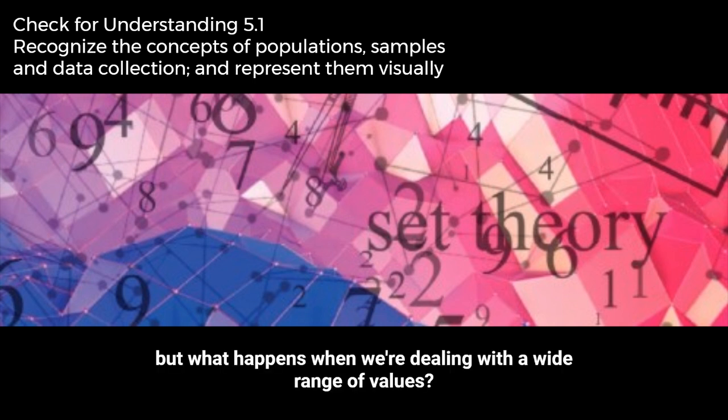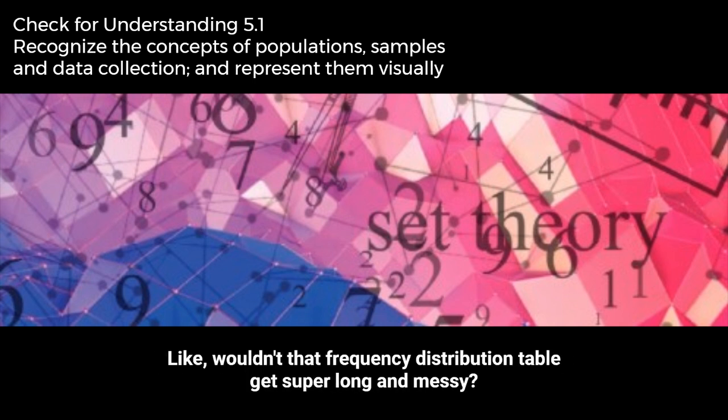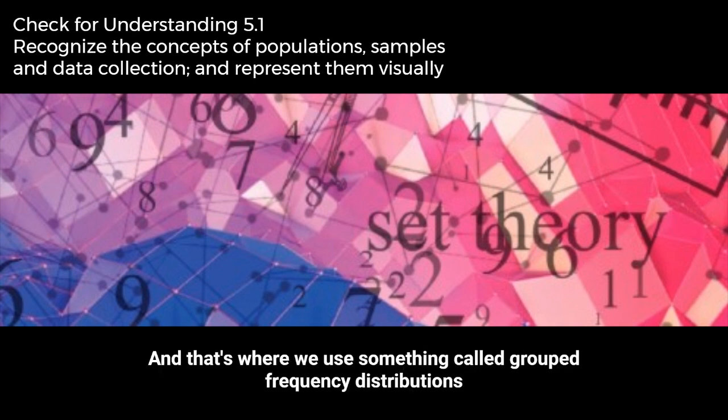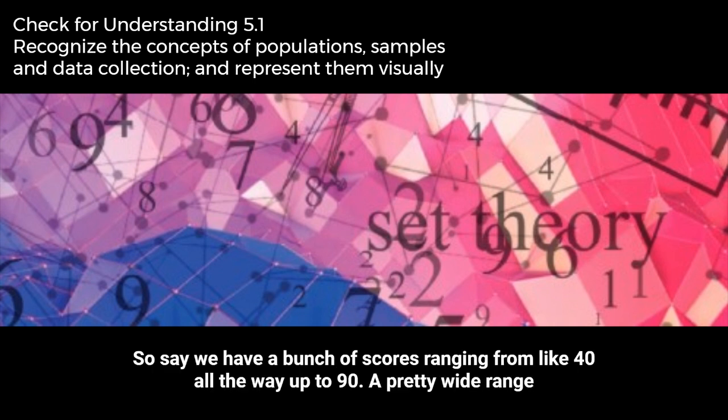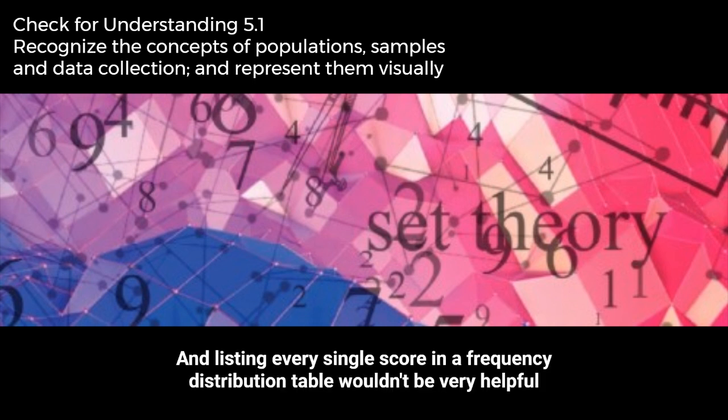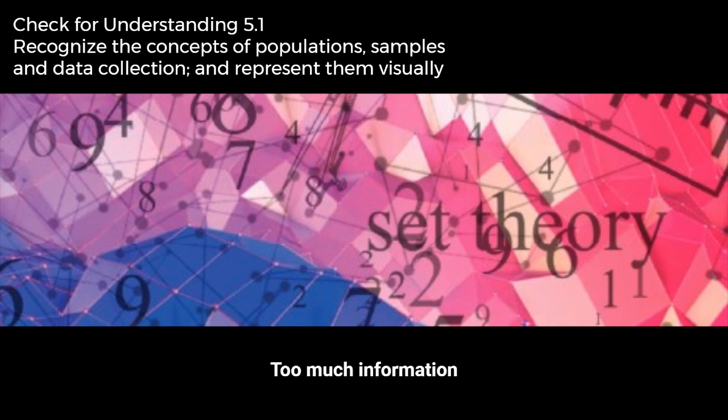But what happens when we're dealing with a wide range of values? Like, wouldn't that frequency distribution table get super long and messy? That's a good point. And that's where we use something called grouped frequency distributions. Instead of listing every single value, we group the data into classes or intervals. Our sources use this example of test scores. Right. So say we have a bunch of scores ranging from like 40 all the way up to 90. A pretty wide range. Yeah. And listing every single score in a frequency distribution table wouldn't be very helpful. All right, too much information.